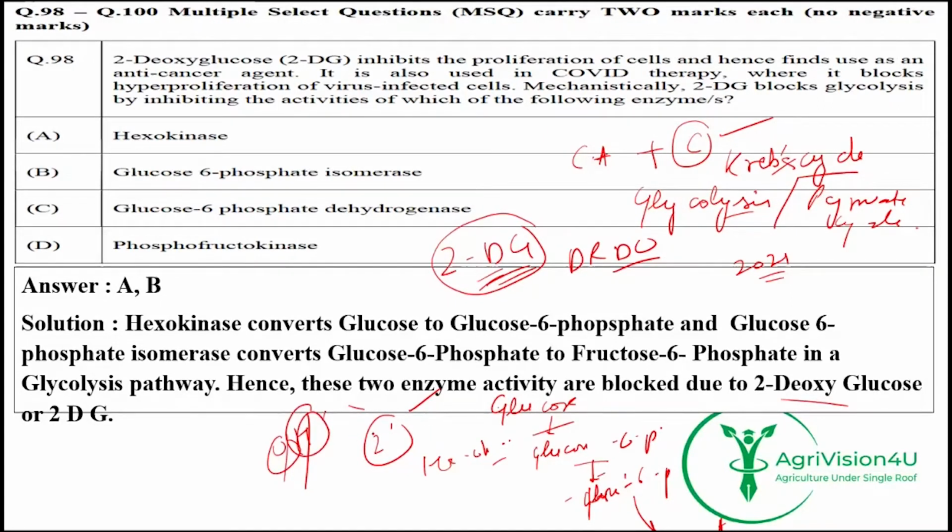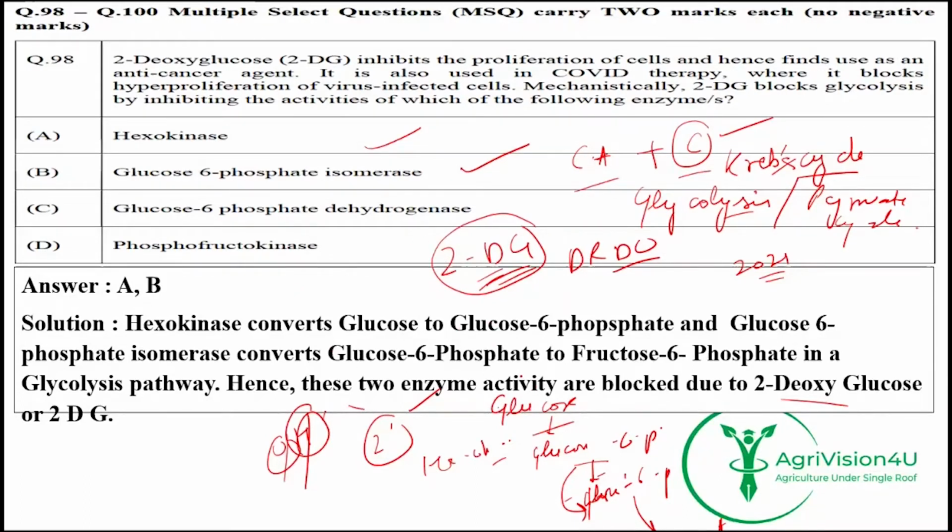So the whole structure of the glucose changes and hence it becomes unfit for getting converted into the next component. Fine. So that's why these two enzymes will not be able to perform their functions and they will get blocked. So it is a very good question and it is related to both current affairs and your conceptual knowledge of the glycolysis pathway. Fine. So the answer would be hexokinase and glucose 6-phosphate isomerase, A and B. So I hope it is clear.